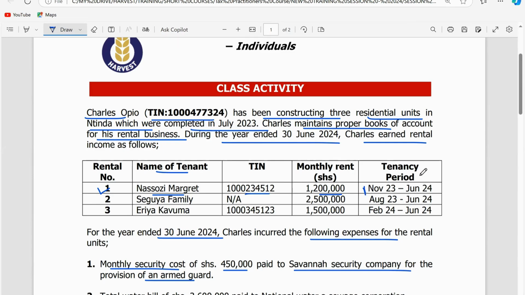So let us first of all ask ourselves, how many months are these? From 1st of November to 30th of June. Anybody in the chat, share with me in the chat how many months do we have here?